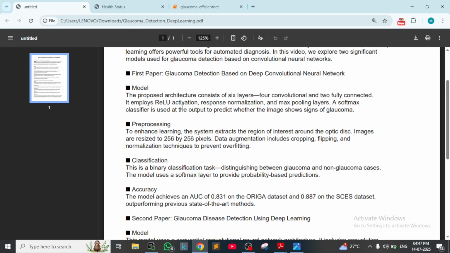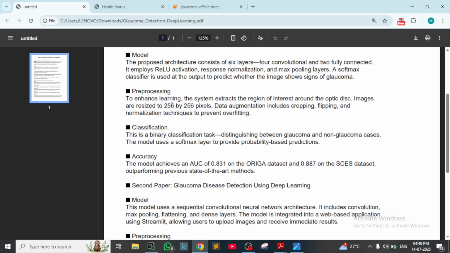It employs ReLU activation, response normalization, and max pooling layers. A softmax classifier is used at the output to predict whether the image shows signs of glaucoma. Preprocessing: to enhance learning, the system extracts the region of interest around the optic disc. Images are resized to 256 by 256 pixels. Data augmentation includes cropping, flipping, and normalization techniques to prevent overfitting.